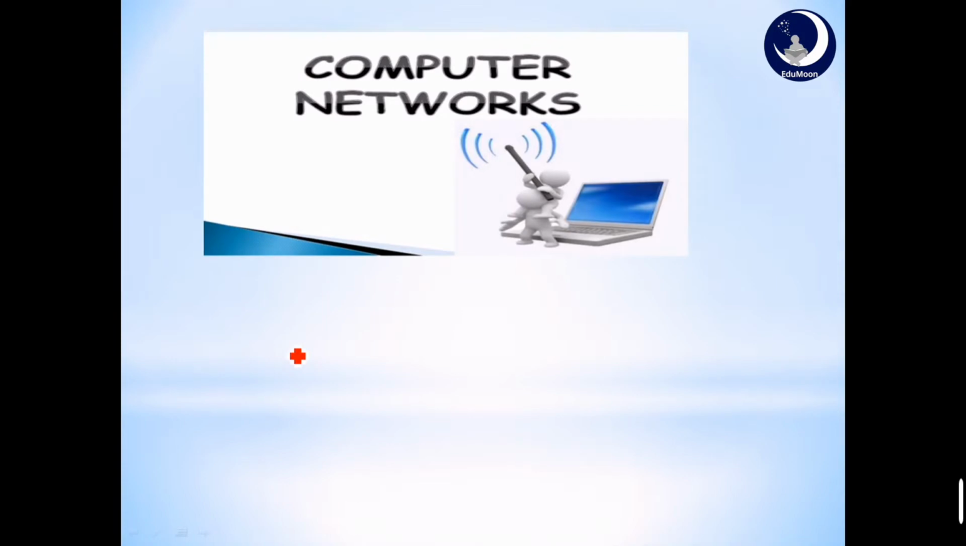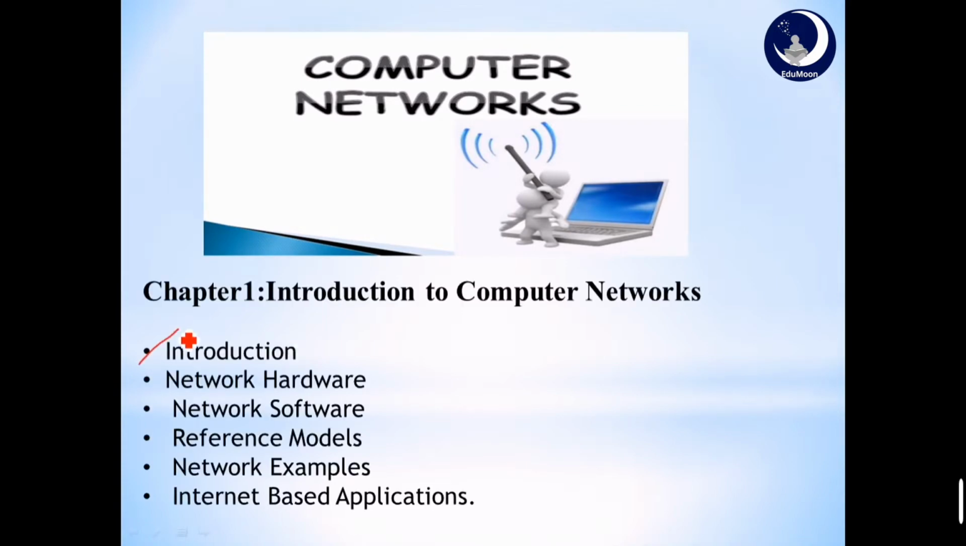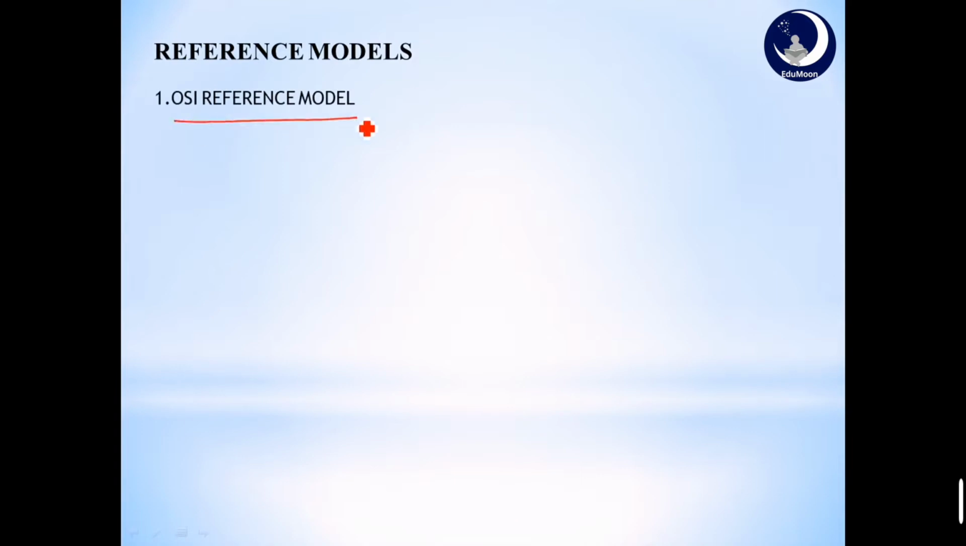In the last class, we have completed the topics Introduction, Network Hardware and Network Software. In today's tutorial, we will see the remaining topics. First one is the reference model. There are two reference models. First one is the OSI reference model. OSI means Open System Interconnection Model. It consists of 7 layers.